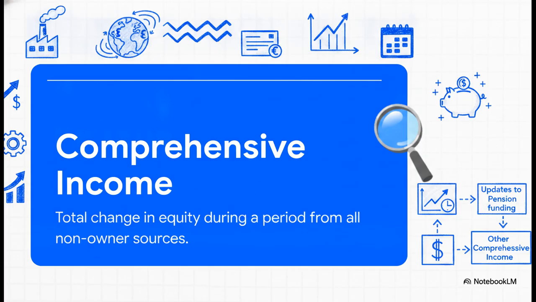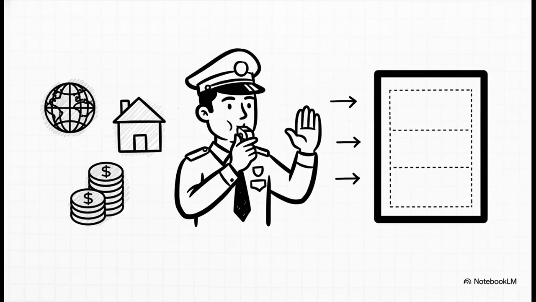We're talking about standard day-to-day operations for sure, but also things like exchange rate movements, changes in the value of certain investments, or updates to pension funding. All of that changes the equity. But here's the really critical part. Not all of this value change flows immediately through your traditional income statement. Some of those items actually have to be deferred in equity for a little while, creating what we call Other Comprehensive Income, or OCI.